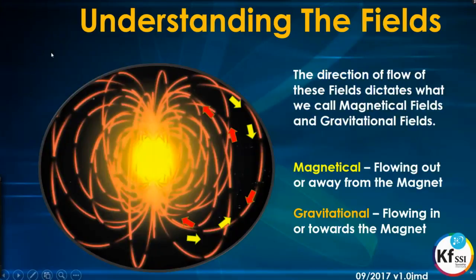So we've got to understand the fields. It's the direction of the flow of these fields which dictates what we call magnetical fields and gravitational fields. So the fields flowing out or away are magnetical, and the fields flowing in towards the center are gravitational. So that is the representation on a sort of three-dimensional basis if those magnets were round.